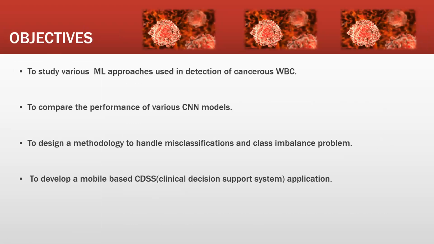So the objectives were defined with the help of our guide, Professor Victor. The first objective is to study the various machine learning approaches used in the detection of cancerous white blood cells, like the SVM model or Naive Bayes. And the second objective is to compare the performance of various CNN models, like LeNet, AlexNet, GoogleNet, or VGG16. And the third objective is to design a methodology to handle the misclassification and class imbalance problem.